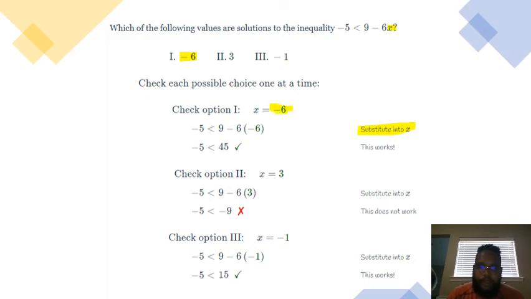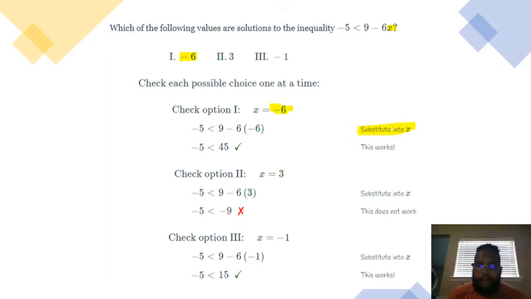We substitute into x. So you basically replace x with empty parentheses and put whatever you're saying it's equal to in the parentheses. So when we do this, we get 9 minus negative 6, which is the same thing as 9 plus 36, which gives us 45. Is 45 greater than negative 5? Yes. So option number 1 is one of the answers.